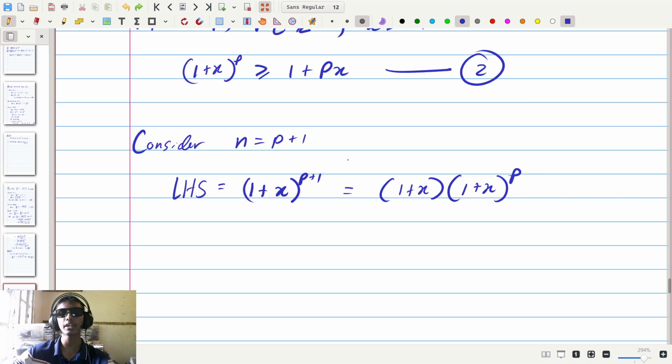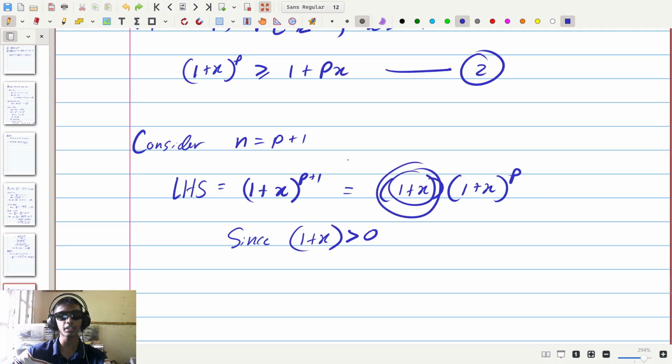Now given this, we can see that 1 plus x to the power of p is there in this equation. It's also there over here. Now, since 1 plus x is greater than 0, it's a positive value, and we can say that it's a positive value since x is greater than -1. We have a positive value times something on the right here. Positive value 1 plus x times 1 plus x to the power of p, which is some number that is greater than 1 plus p times x.